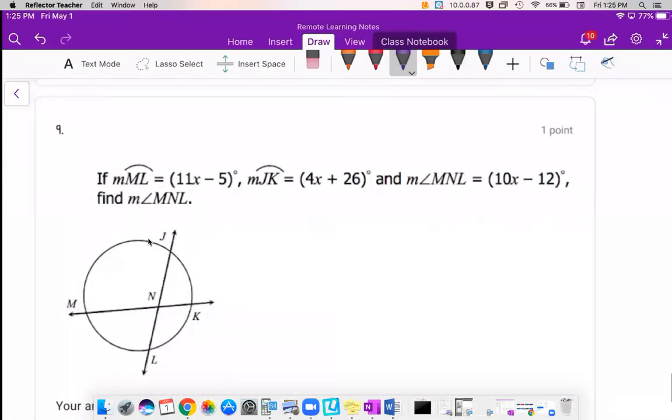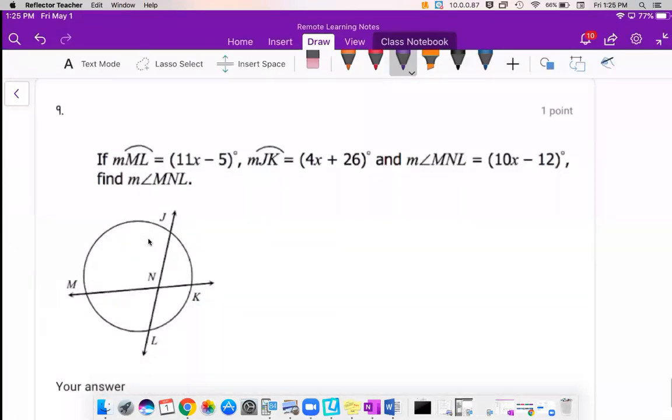All right, let's see what we got in this one. So we know the measure of arc ML is equal to this algebraic expression. The measure of arc JK is equal to this algebraic expression. And then the measure of angle MNL, so this angle right here, is equal to that expression. So we know that this is a formula, and then we just have to plug it back in and find the angle of that arc.